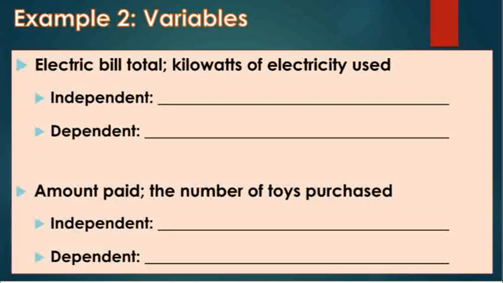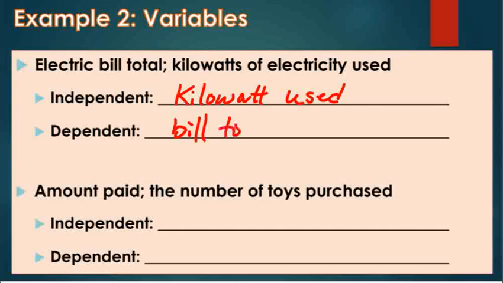Next one, electric bill total and kilowatts of electricity used. So the independent, what can you choose? Or what's going to affect the other? Well, the kilowatt usage, that would be our independent variable, because that can change. And your bill is dependent on how much electricity you use. So the bill total would be your dependent.